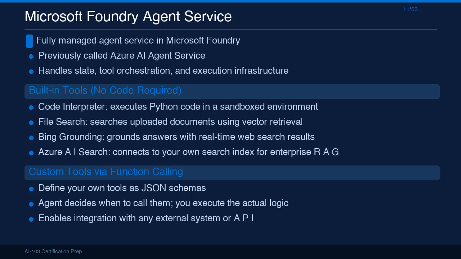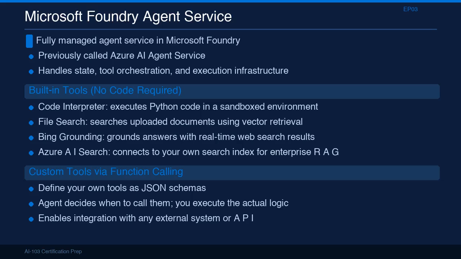The Microsoft Foundry Agent Service is the fully managed platform for building agents on Azure. Previously called Azure AI Agent Service, it handles all the infrastructure for you: state management, tool orchestration, execution, and logging. There are 4 built-in tools you need to memorize for the exam.